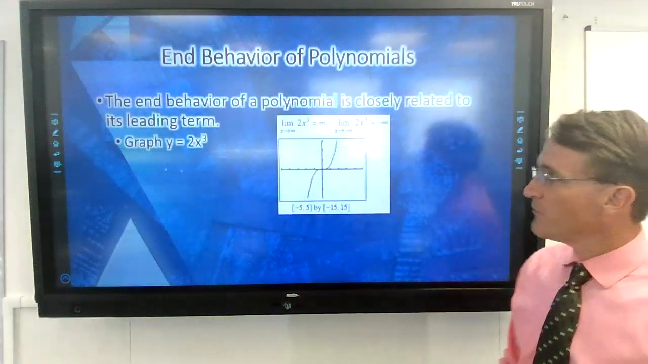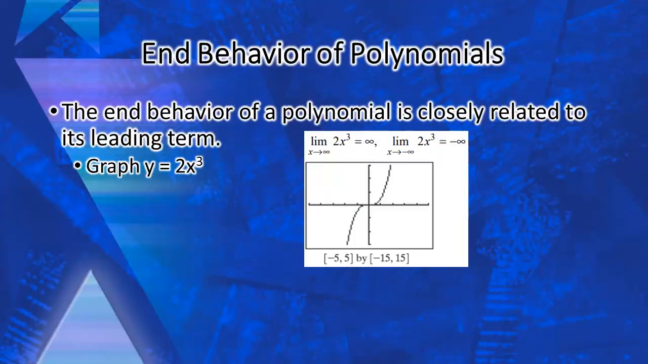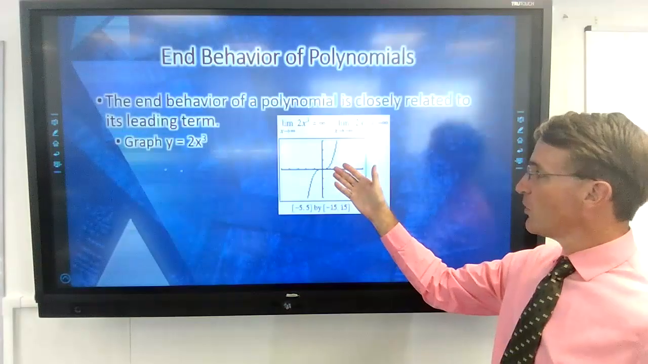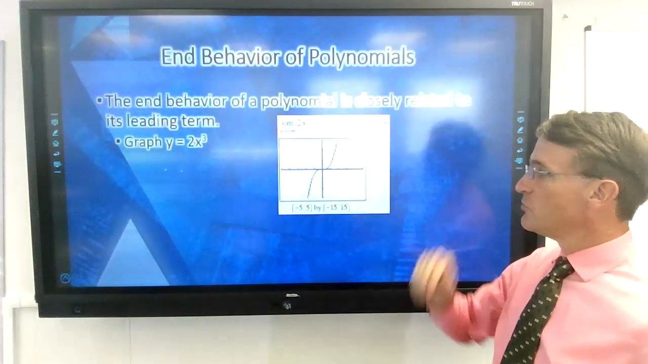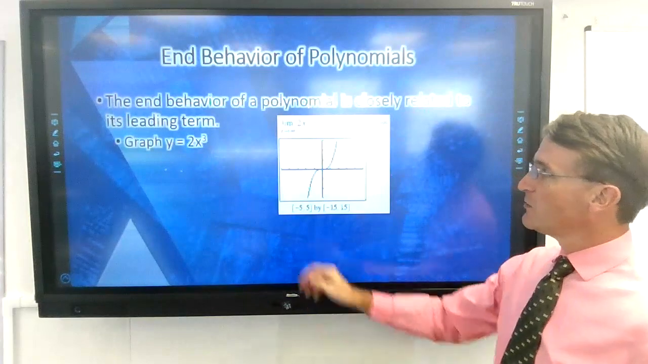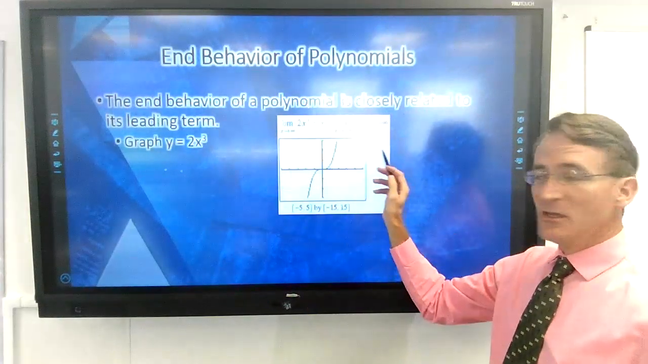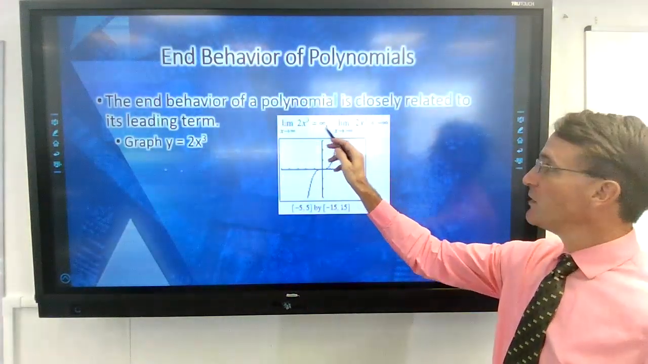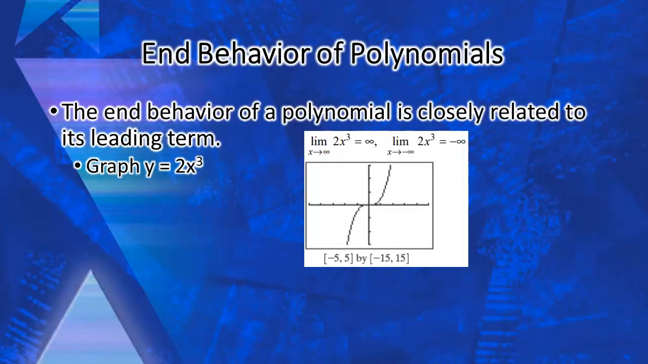So if I were to graph y is equal to 2x cubed, my graph would look something like this. And you'll notice it is coming up from negative infinity, crossing over, and going out to positive infinity. So my limit as x nears infinity is infinity. My limit as x nears negative infinity is negative infinity.